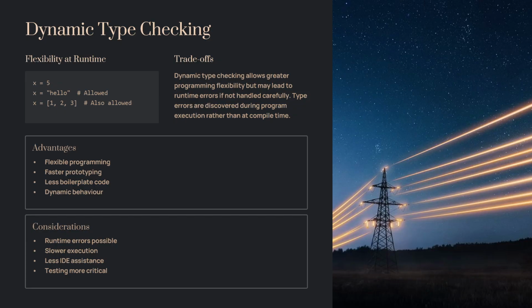Dynamic type checking. Now let's look at dynamic type checking. In this approach, variables can change types during execution. For example, a variable can first store an integer, then a string, and even a list afterwards. This flexibility is useful for rapid development and prototyping. However, the downside is that errors are only detected at runtime, which can lead to crashes if not properly handled. So, while dynamic typing offers flexibility, it requires careful testing.